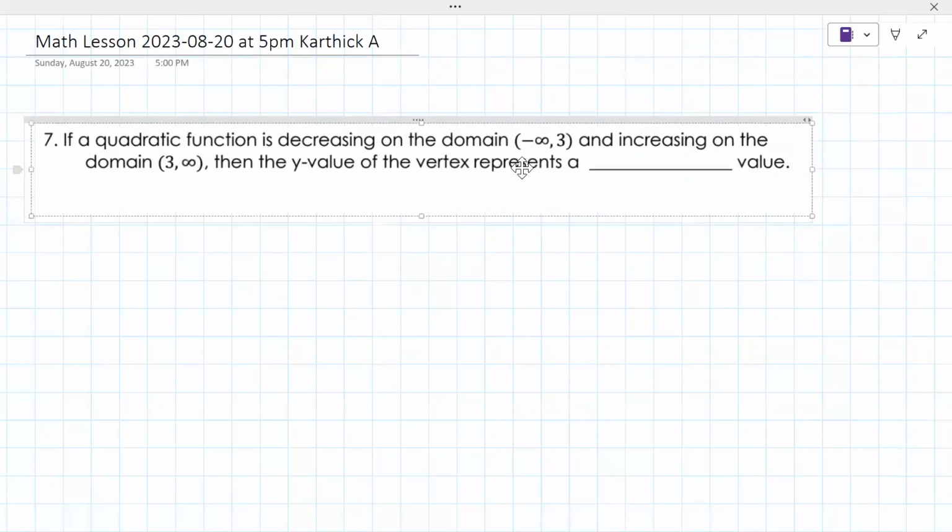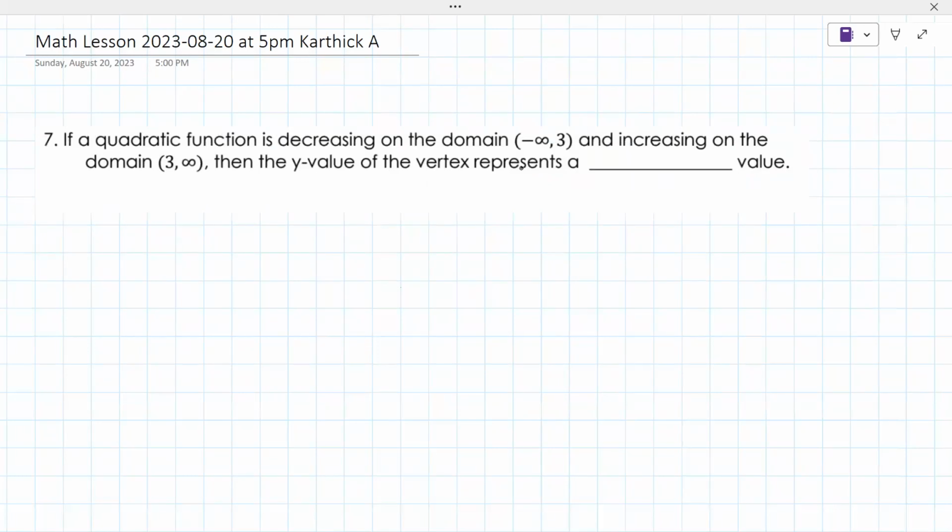All right, a quadratic function is decreasing on the domain minus infinity to minus 3 and increasing on the domain 3 comma infinity. Then the y value of the vertex represents a blank. So, if you have a graph, that would be good here.